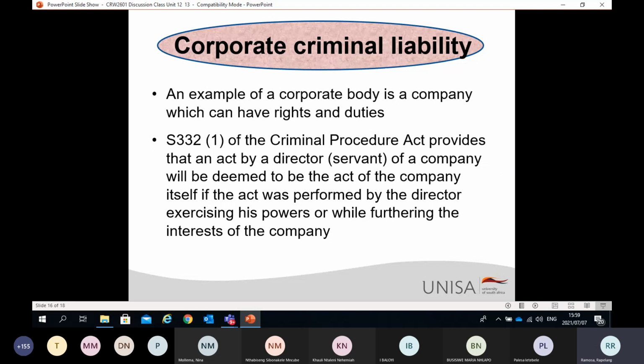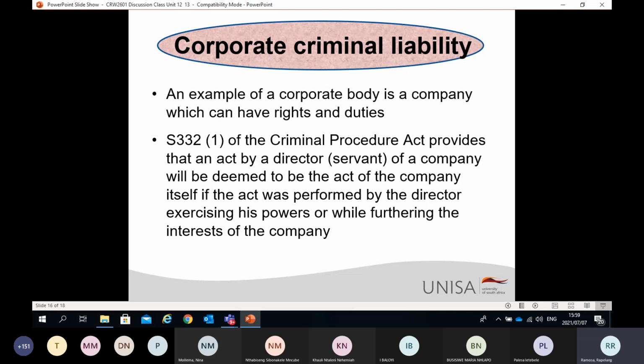The other expression of strict liability that we speak about, or at least where culpability is discarded, is in relation to corporate criminal liability. This is where, for example, companies can be held to have committed crimes, and they would have been held to have committed crimes because of the actions of their directors or their servants. So as you know, in our law, companies are not natural persons, but they are juristic persons. They have a personality recognized by law, and as such, they can be criminally liable.